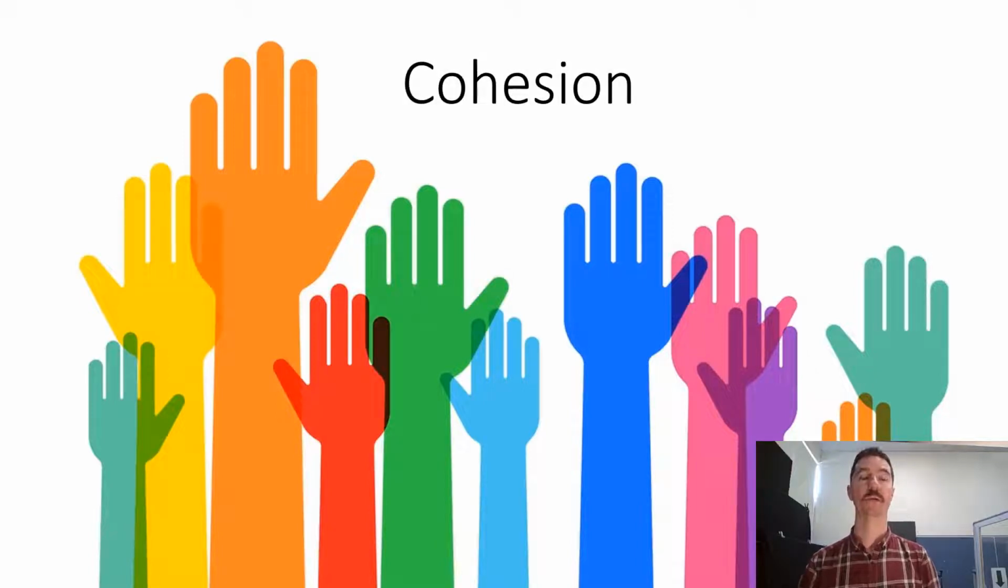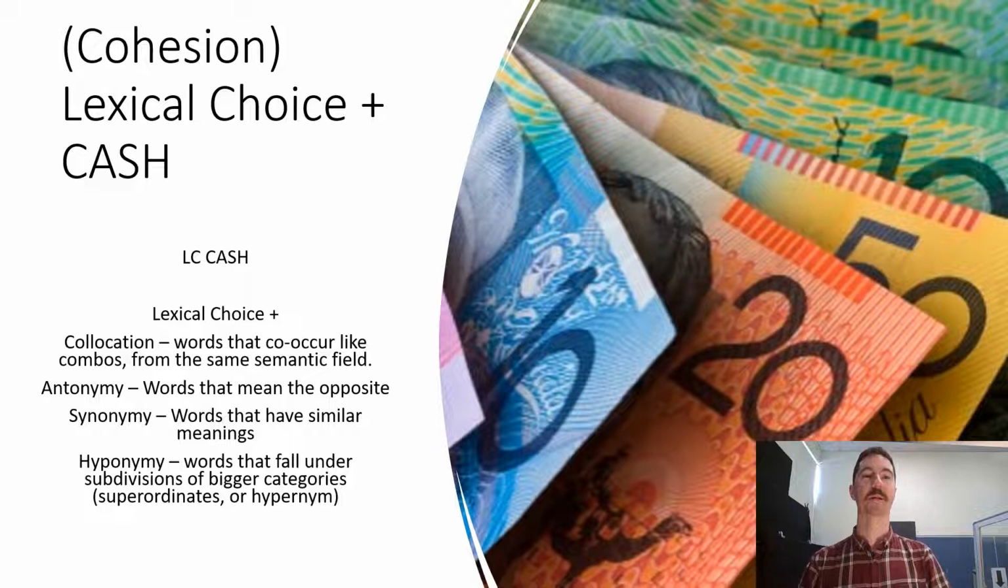All right, so cohesion. This is where we get a lot more granular. So this is where we bring in our hands and use them to memorize concepts. So lexical choice, or as we call it, LC cache, is basically around the way that we use text.